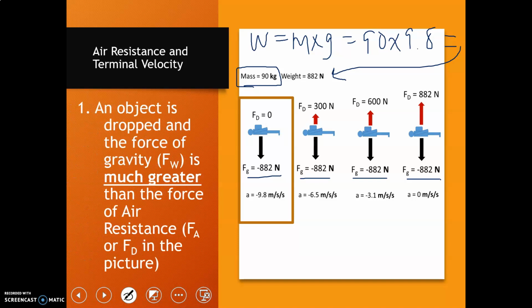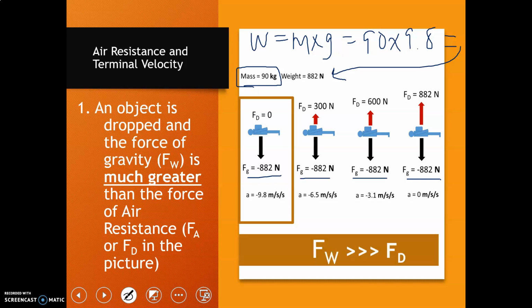All right, so in the beginning, the object is dropped, and the force of gravity, Fg, Fw, is much greater than the force of air resistance. So you'll see that the vectors are uneven.